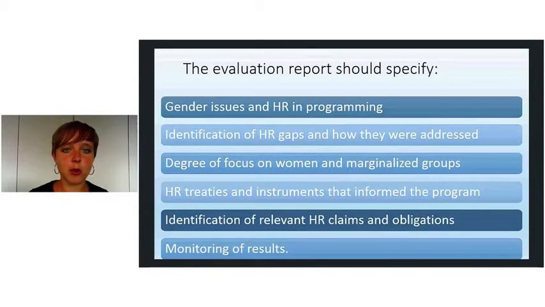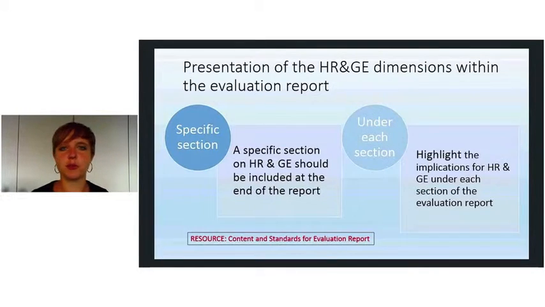Okay, you know what human rights and gender equality dimensions to include in the report. The question now is how to present all of this new information within the report in a way that makes sense to the user. One common question is whether to include human rights and gender equality as a standalone section, so as to give them due prominence and attention, or whether to integrate them throughout the other sections of the report to demonstrate how they are relevant for all areas of the evaluation.